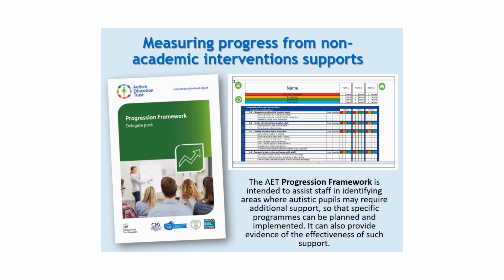Measuring progress from non-academic intervention supports. The AET progression framework is intended to assist staff in identifying areas where autistic pupils may require additional support, so that specific programs can be planned and implemented. It can also provide evidence of the effectiveness of such support.